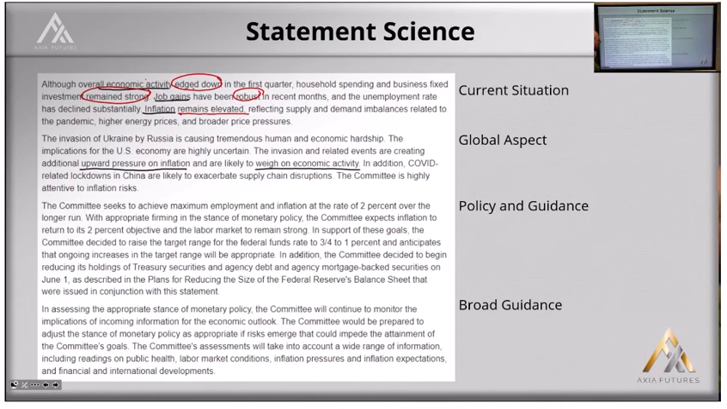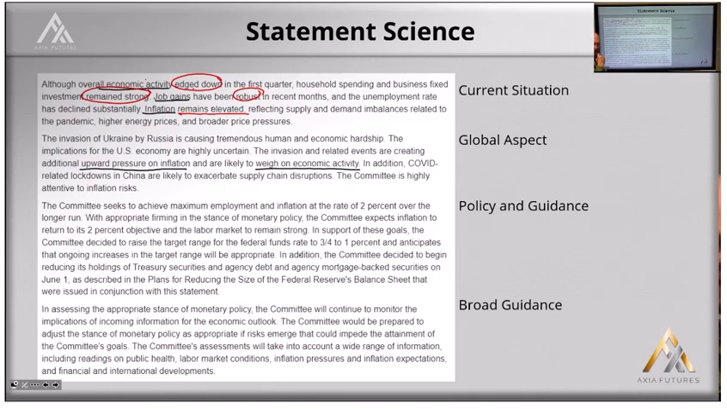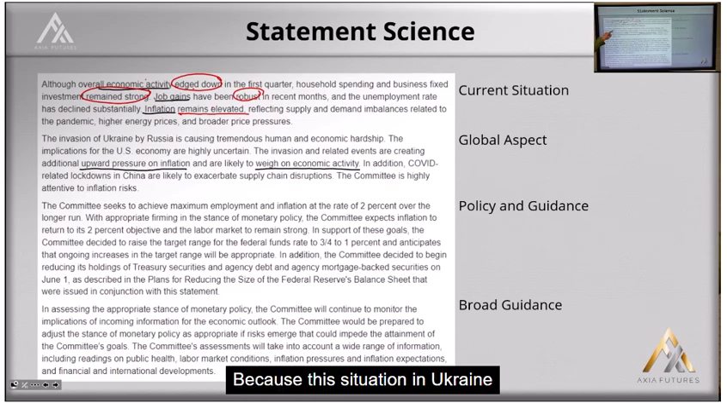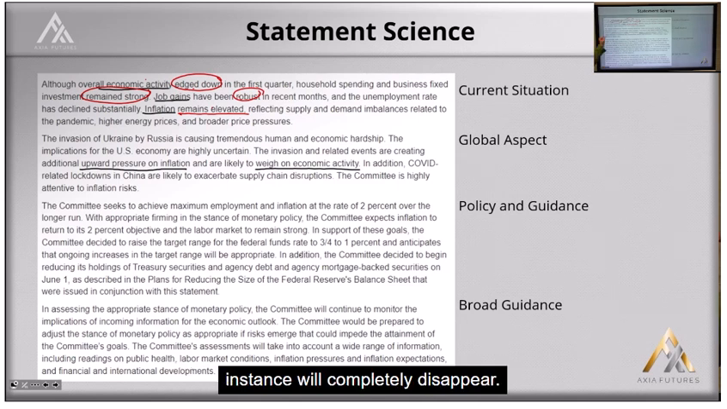coming back to what we talked about. This is important. This basically says the risks are that inflation can go up and economic activity can go down: stagflation. That's something they're clearly worried about and feeds into their decision. Over time, a statement like this will change because this situation in Ukraine and Russia is no longer going to be there. So this part of the statement will change and in some instances will completely disappear.